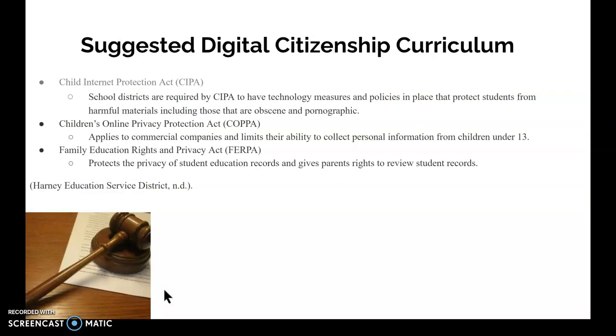Some suggested digital citizenship curriculum should incorporate the Children's Internet Protection Act. Districts are required to have technology measures in place that protect students from harmful materials, including those that are obscene and pornographic. Also, the Children's Online Privacy Protection Act. This applies to commercial companies and limits their ability to collect personal information from children under 13. And also the Family Educational Rights and Privacy Act, or FERPA, that protects the privacy of student education records and gives parents rights to review their students' records.